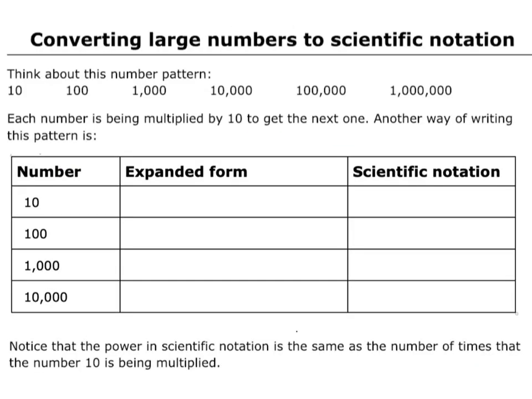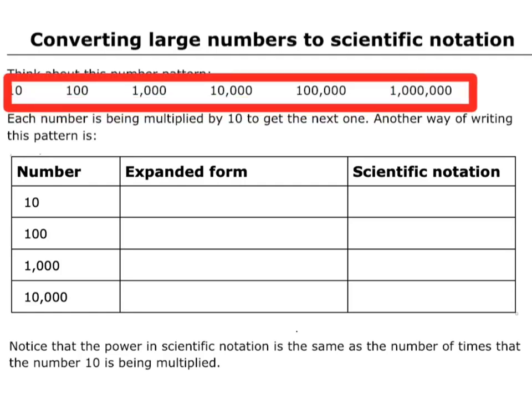So let's have a look at some patterns, and I want you to think about this set of numbers here. 10, 100, 1,000, 10,000, 100,000, a million. Let's think about what's happening. If I take the number 10 in expanded form, I could write that as 1 times 10. If I take the number 100, I could write that as 1 times 10 times 10, because 10 times 10 is 100. And I'm just wanting to put it always as 1 times something, so it's in the same form.